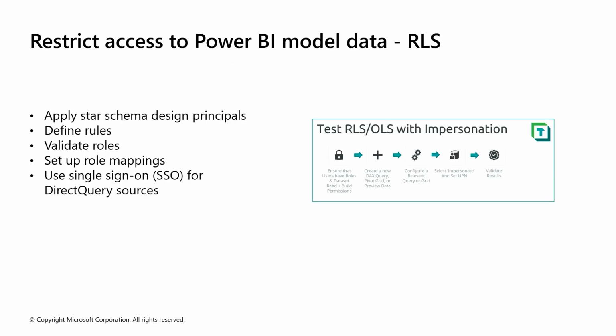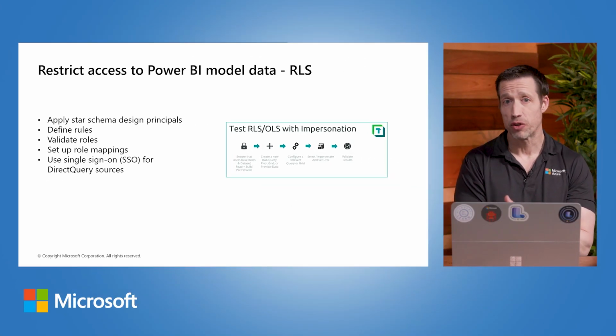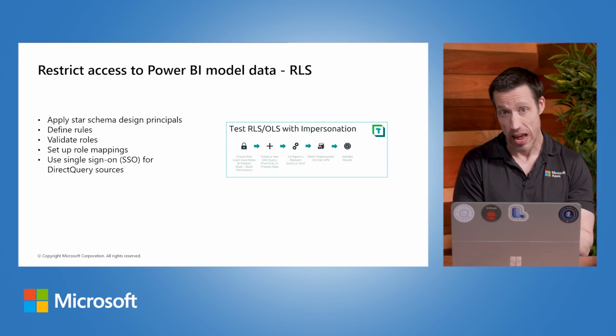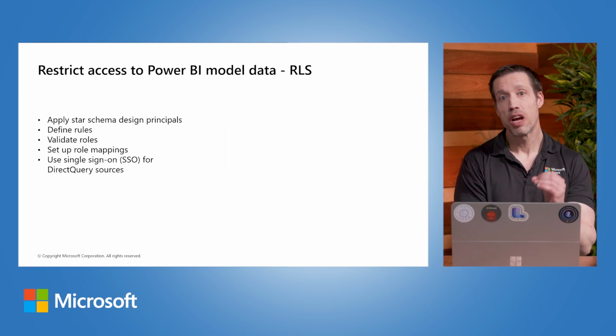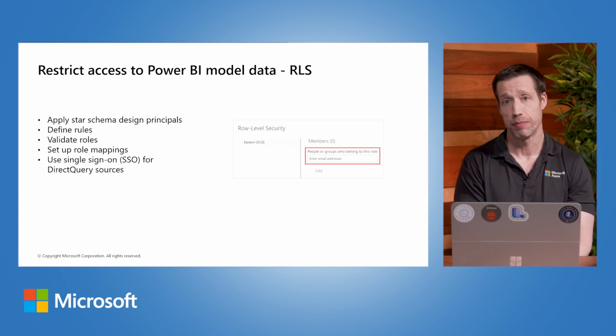Now that we have roles and tested them, we need to map some of those roles. Even though we can create dynamic roles that can restrict access based on login, some roles, especially static roles, need to be applied to users. Role mappings must be set up in advance of users accessing content.